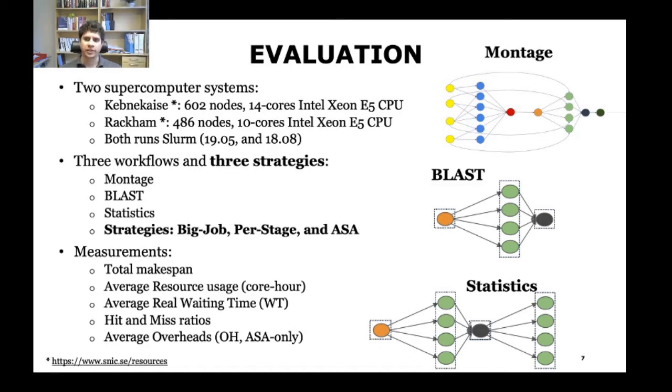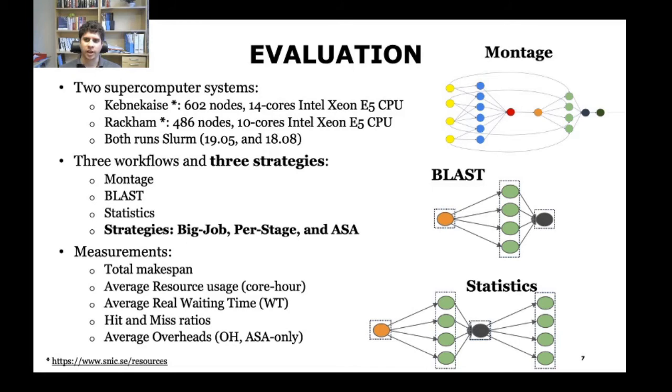We compare ASA to big job and per stage strategies. We record the total makespan, the average resource usage in core hours, the average waiting time, the hit and miss ratios, and the average overheads. The miss ratio calculates when jobs need to be submitted again, and occurs when the estimations are larger than the actual waiting time. It's exposed through the average overhead and calculated as additional core hours.